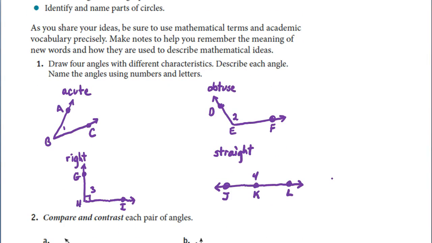First, draw 4 angles with different characteristics, describe each angle, and name them. The 4 general types of angles are acute, obtuse, right, and straight. On the screen, I've drawn an acute angle and labeled it with points: point A, point B is the vertex, and point C on this side, and then put a number inside the angle. This gives me some options of how it can be named.